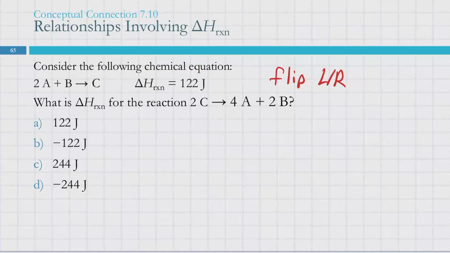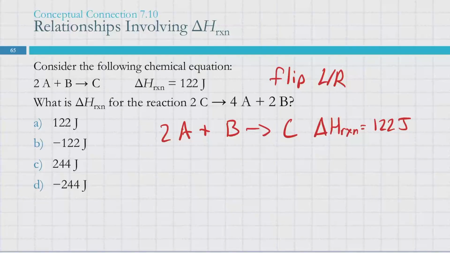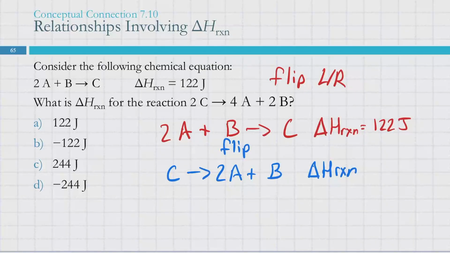What happens when we flip something left and right? What does that do to our delta H? It flips it, makes it negative. So we flip it. Now it's C going to 2A plus B. Delta H of the reaction is negative 122 joules.